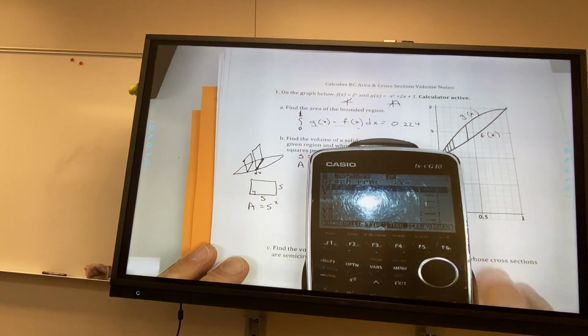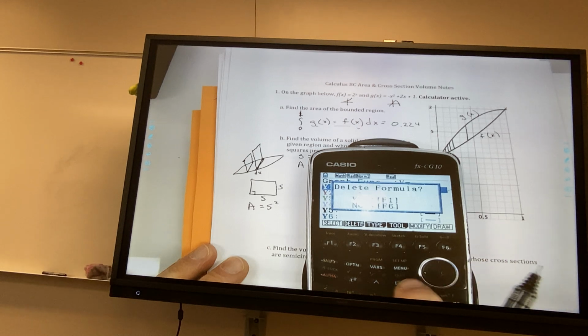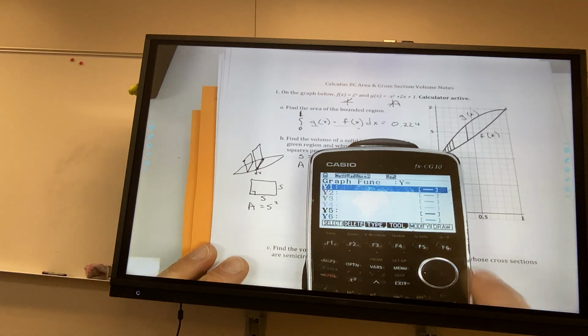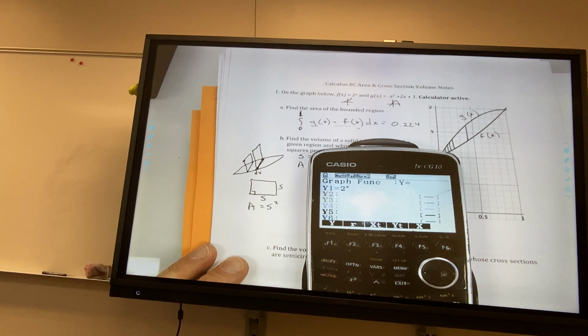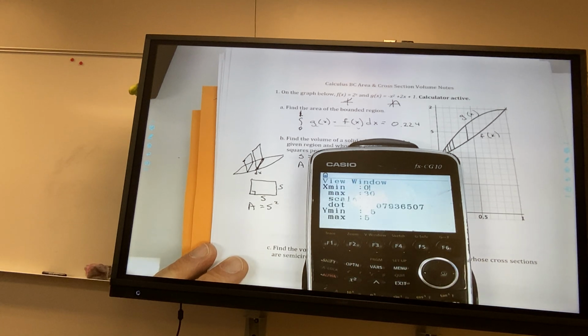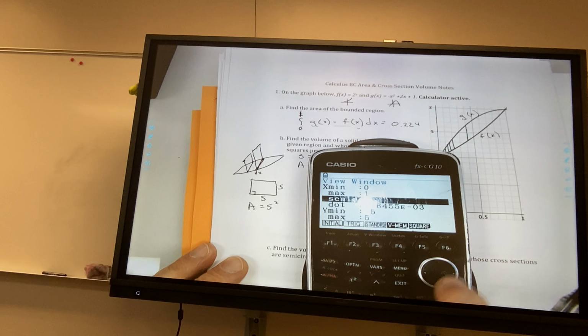So I'm going to come to my calculator here, and I'm actually going to put these in here, and I'm just going to show you some. I'm going to put in 2 to the x power, and I'm going to put in negative x squared plus 2x plus 1. And make my window from 0 to 1, and make my y from 0 to 2.